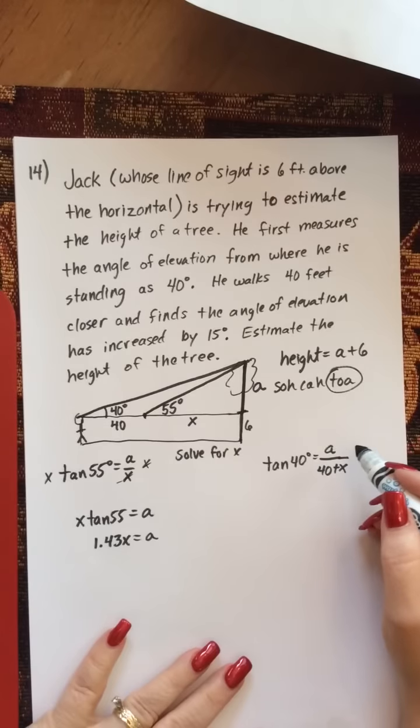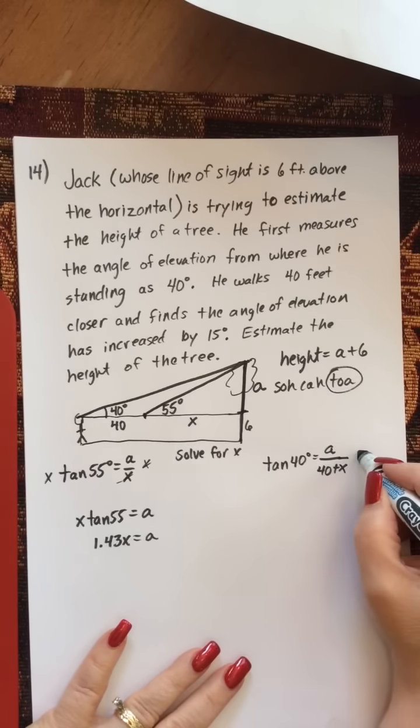Then over here, I'm going to also solve for X. And so what I'm going to do is multiply both sides by 40 plus X.